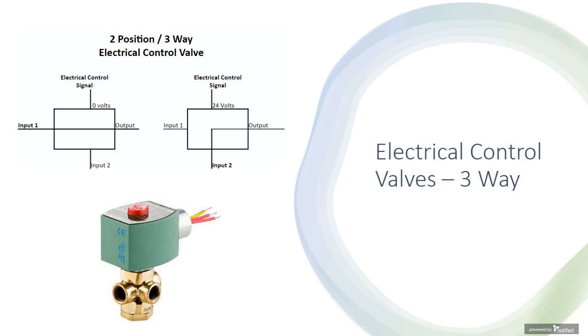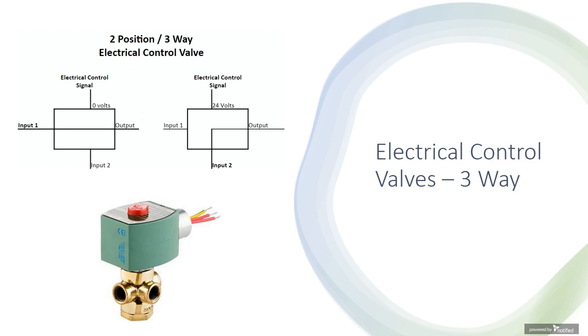The next device we're going to talk about is another solenoid valve, and this is a two-position, three-way electrical control valve. If you look at the left-hand diagram, you have no volts applied in this case, and the flow on input 1 is allowed to go through the valve to the output, and input 2 is blocked. When we apply 24 volts to this valve, the input 1 flow is blocked, and the flow from input 2 is allowed to go to the output.